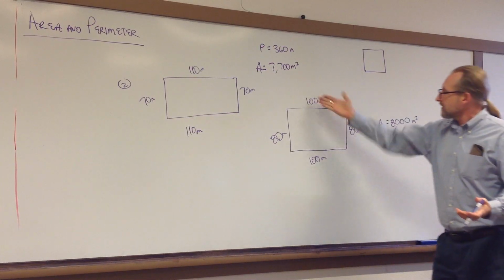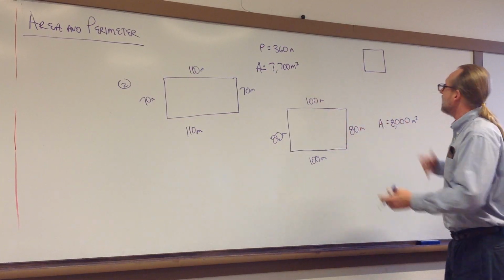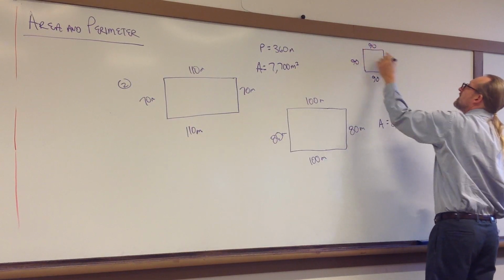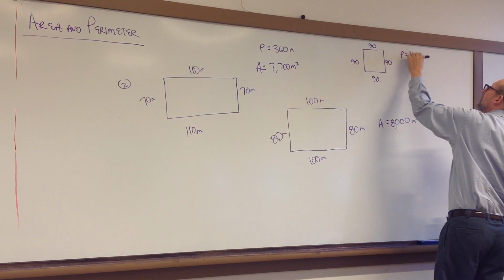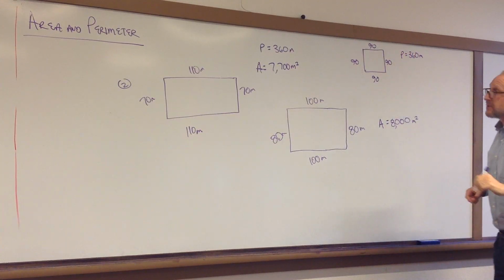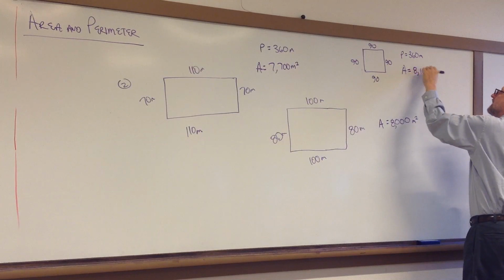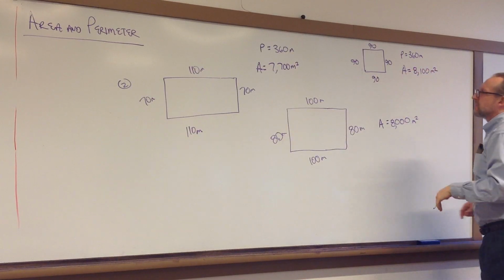And if we take another 10 meters off of these lengths and add them onto the widths, then we have a square, right, that's 90 on all sides. Our perimeter is still 360 meters, but now our area is 8,100 square meters.